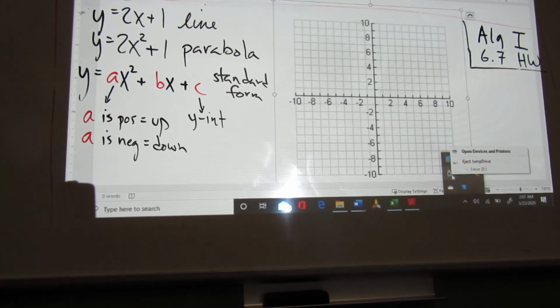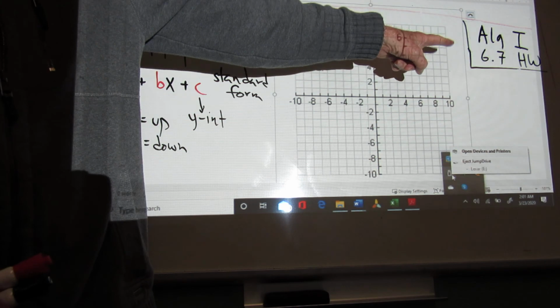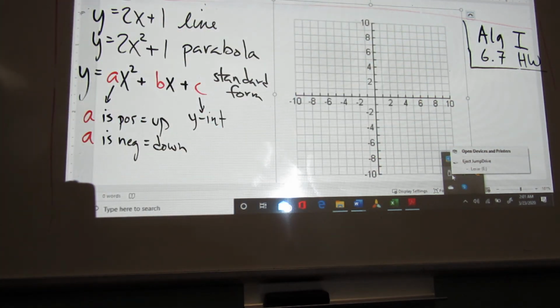Okay, I thought I'd do a quick video for you to help you out with the material that is associated with homework assignment 6.7. And this is graphing quadratic equations and quadratic functions. So just a little bit of review.